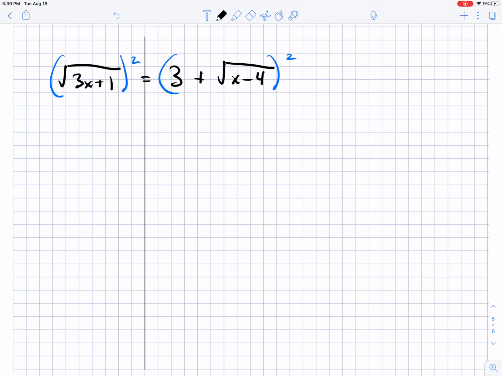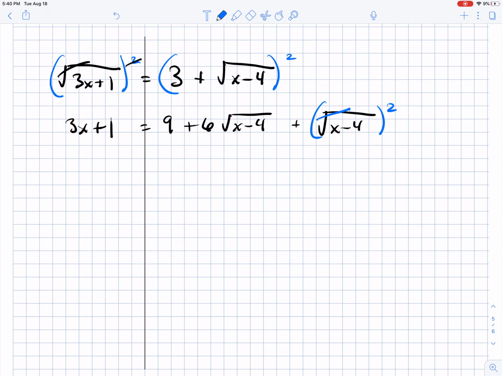If we do this on the left, we get 3x plus 1. On the right, if we square it, we have to FOIL. So again, this symbol cancels that one. If we FOIL on the right, we're going to get 9. Let me see. First, outer. So 6, right? Plus 6 times the square root of x minus 4. And then the last is going to be plus the square root of x minus 4 quantity squared. All right? So again, keep in mind this symbol is going to cancel that one.